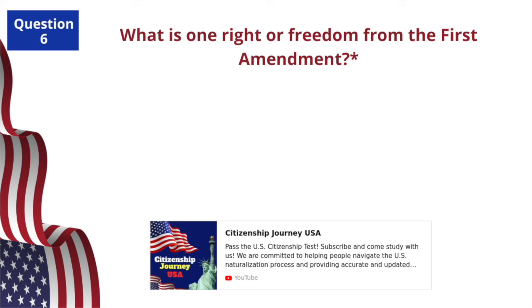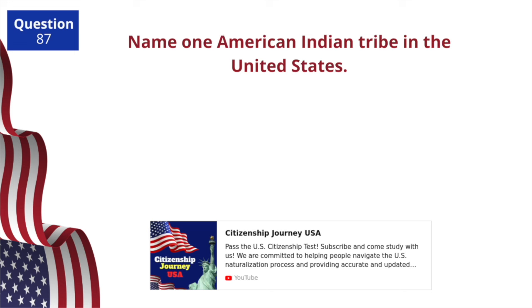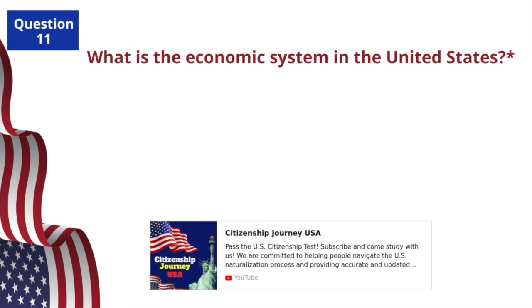What is one right or freedom from the First Amendment? Speech. Name one American Indian tribe in the United States. Cherokee. What is the economic system in the United States? Market economy.